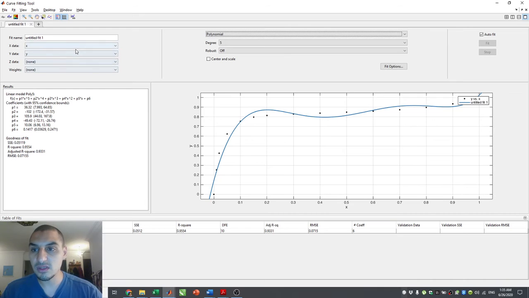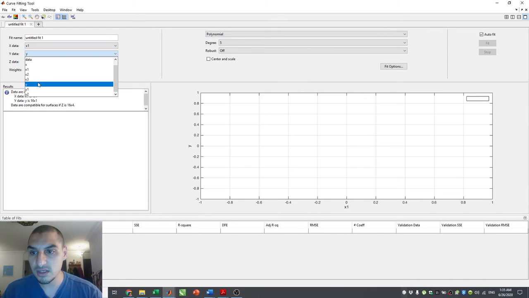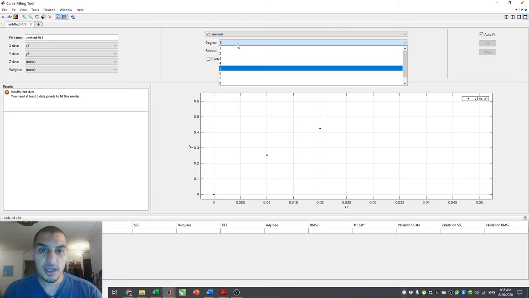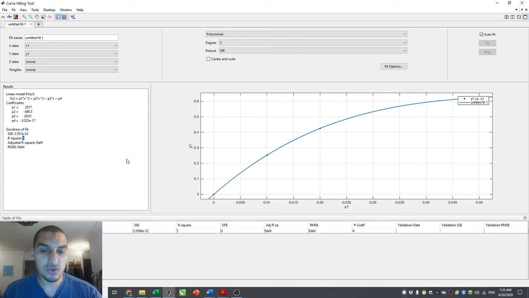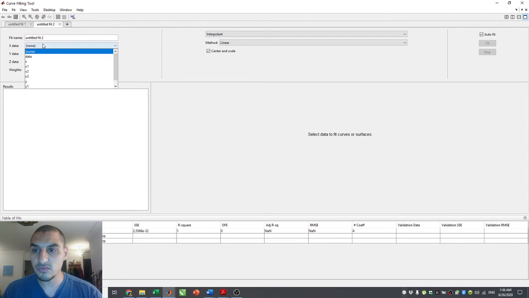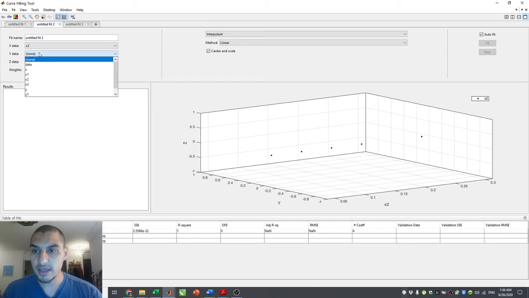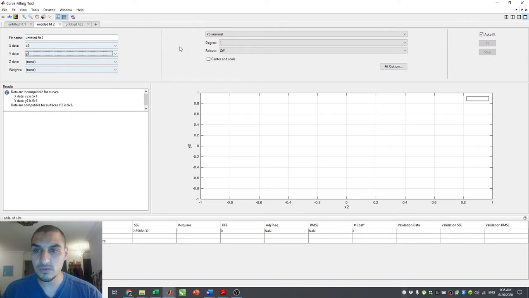Now I'm going to go back to the fitting tool. I'm going to go for x1 against y1, and I'm going to use a third order polynomial. You see the R squared equals 1, so the curve goes exactly through each single one of the 4 points. It's a great fit for this part. You can add one more fitting here, and I'm going to make it between x2 and y2. Again, you can try different equations, but I found that the third order polynomial is good.